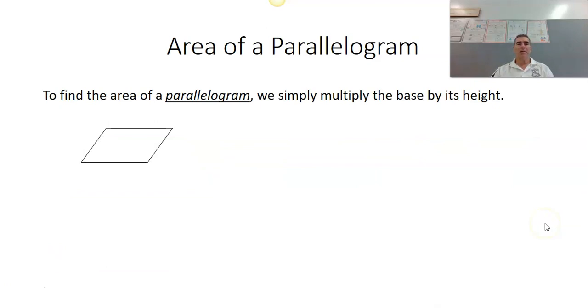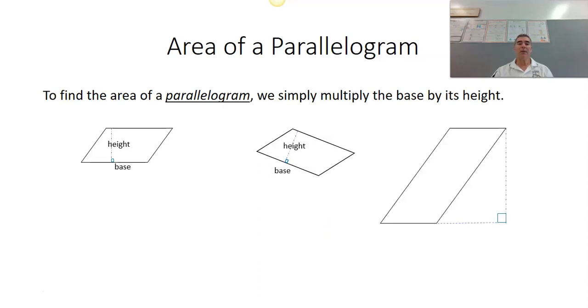Okay, so in summary, to find the area of a parallelogram, we simply multiply the base by its height. So there's its base and there's its height. And we have another parallelogram over here, with its base and its height, and a third parallelogram over here, and again we've got its base and its height. So area of the parallelogram is base times height, as we found, and the short way of writing that algebraically is A equals BH.